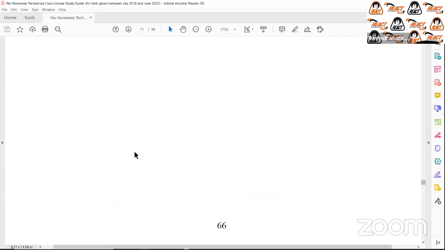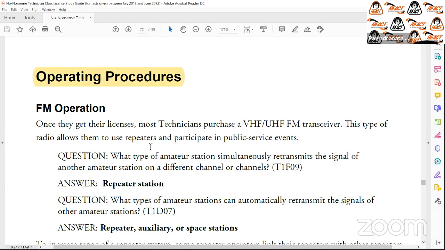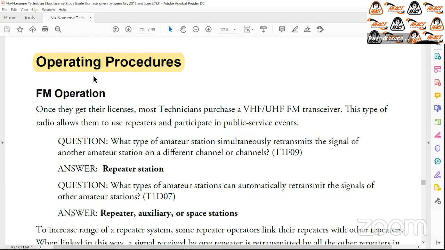So that's it for today. We will end on page 66. I think we covered all of the slides and the questions. So next day, we'll come to the next topic, which is operating procedures.